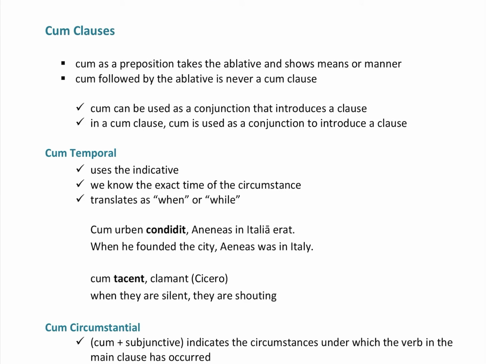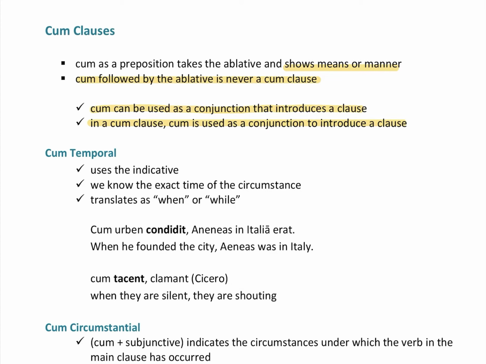Now, so far you've learned cum as a preposition that takes the ablative, and cum plus the ablative shows means or manner. Okay? Now, cum can also be used as a conjunction that introduces a clause. But note, cum followed by the ablative is never a cum clause, okay? In a cum clause, cum is used as a conjunction to introduce a clause, just like sometimes we have ut or nē or things like that. So these are all called cum clauses. We'll look at a couple of them.